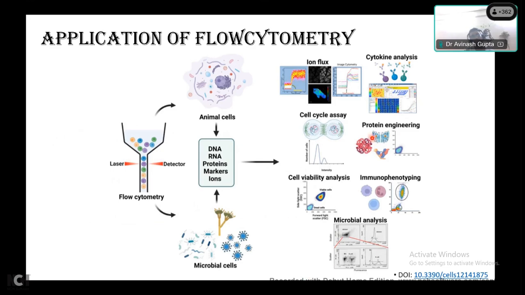So what are the applications of flow cytometry? There are numerous applications. In the field of science and research: ion influx studies, cytokine studies, protein engineering, immunophenotyping, cell viability, microbial assays. As a hematopathologist, I have dealt with immunophenotyping and cell cycle analysis, which we use for B-ALLs and other places where we are going to detect ploidy analysis.